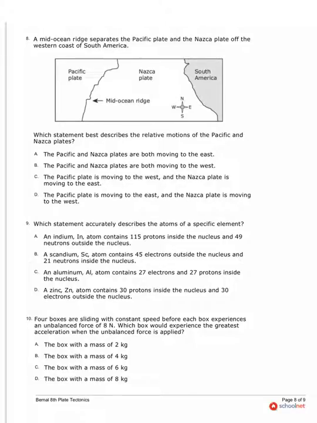B. A scandium Sc atom contains 45 electrons outside the nucleus and 21 neutrons inside the nucleus. C. An aluminum Al atom contains 27 electrons and 27 protons inside the nucleus. Or D. A zinc Zn atom contains 30 protons inside the nucleus and 30 electrons outside the nucleus.